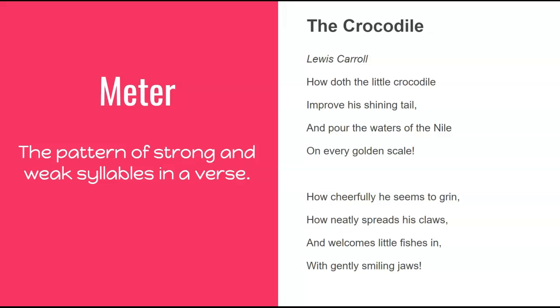So we do have a pattern here. We have 8 syllables for verse 1. Verse 2 was 6 syllables. Verse 3 was 8 syllables. And verse 4 was 6 syllables. So we do have a meter here. Our meter is 8 syllables, 6 syllables, 8 syllables, 6 syllables. Okay?